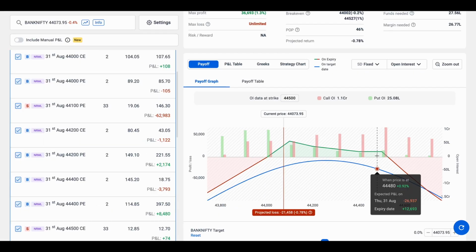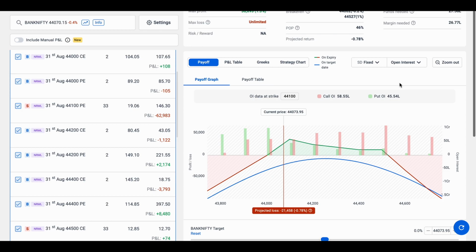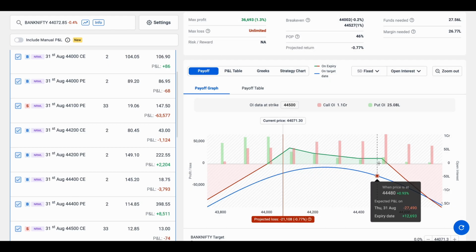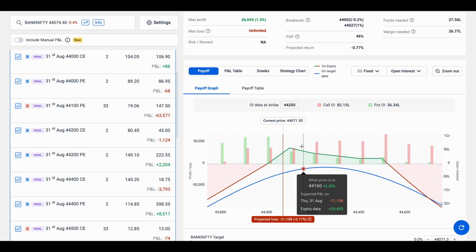After the adjustment, this is how my payoff chart will look. Since I already booked my 14,000 rupees loss, I don't have any loss in this strategy now. This also shifted my break even to 44, exactly, a little bit lower. And my upper is 44,500, which is 1%.